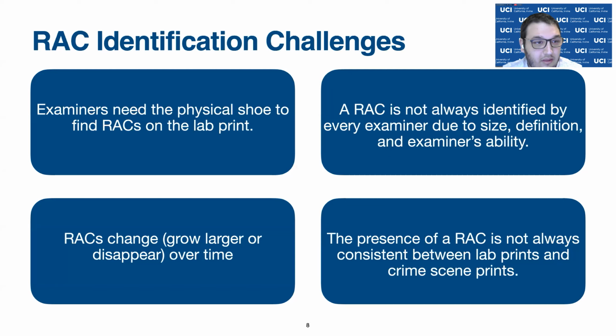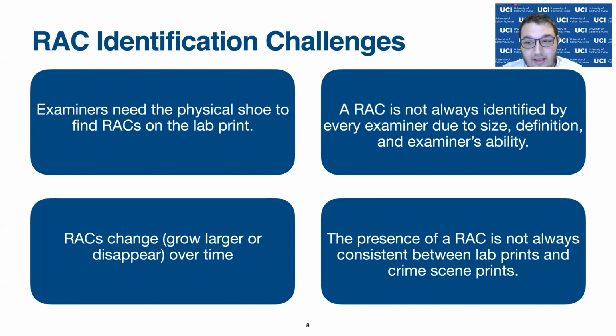But there are challenges with RAC identification. These are just a few that are the main focus, pretty much the motivation of what the research that I'm doing is trying to hit. The first one is that you need the physical shoe to find RACs. As I mentioned, manufacturer defects, tread pattern, there could be little inconsistencies, and those are not necessarily considered RACs. If you just create a shoe impression, you might see these things as RACs, but you actually need the physical shoe to be able to differentiate between them.